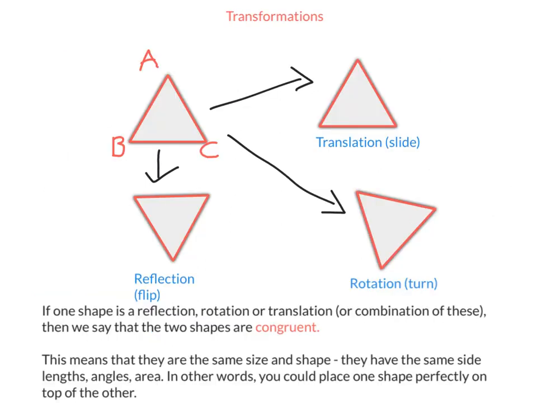So when we're talking about transformations, we're talking about translations, reflections, and rotations. So make sure you use these names. Yes, a translation is when you slide a shape, a reflection is when you flip a shape, and a rotation is when you turn a shape. But you need to use their proper names: translation, reflection, rotation.